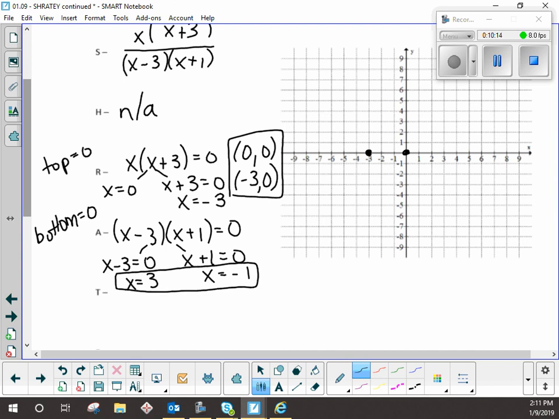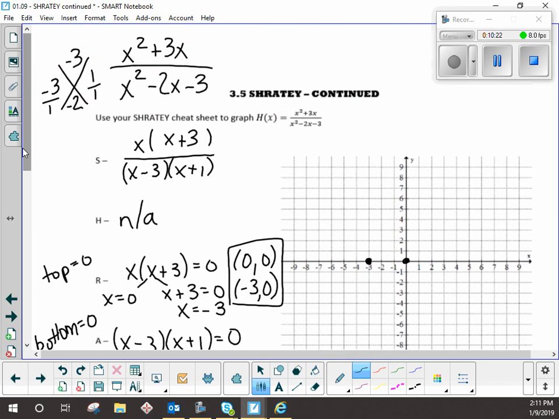On the R step, when I set the top equal to 0, the reason why I'm doing that is if the top equals 0, the whole thing equals 0. The whole thing represents your output, your y value. When you set the whole thing equal to 0 and solve, you're getting y equals 0 for both of those. Those are literal points. But when we're setting the bottom equal to 0, we're finding a different thing because we don't want the bottom equal to 0. Remember, that is undefined. You can't take something and actually divide it into 0 pieces.